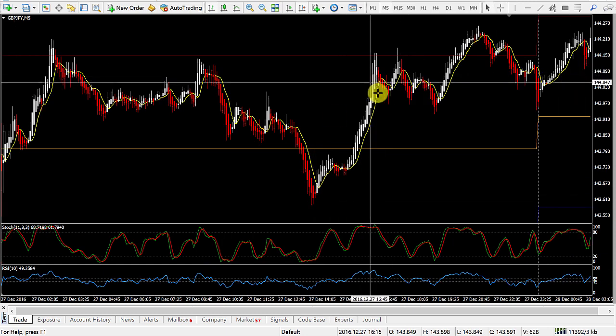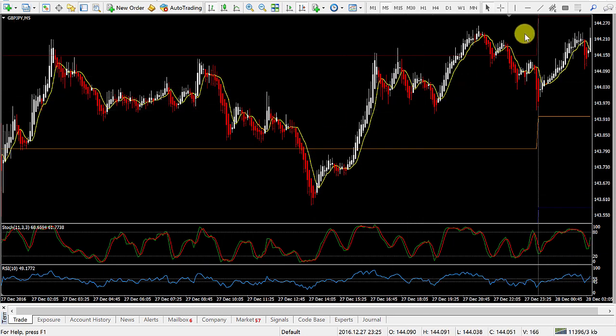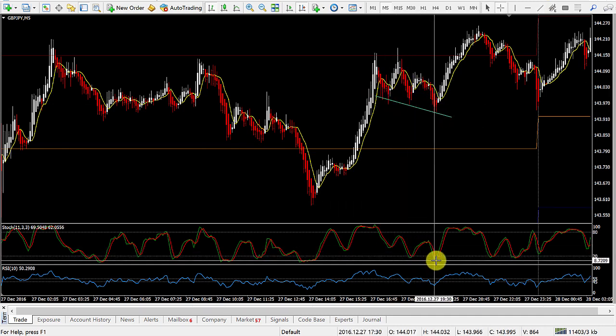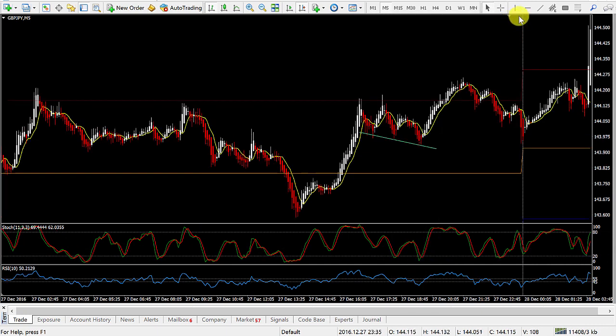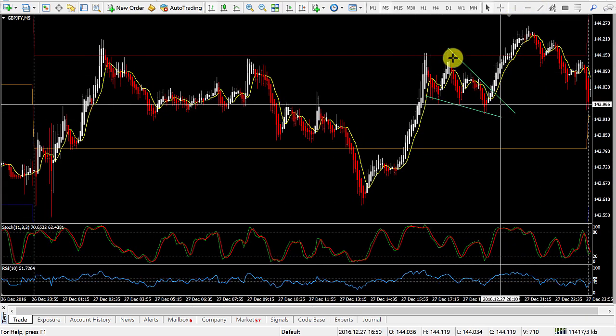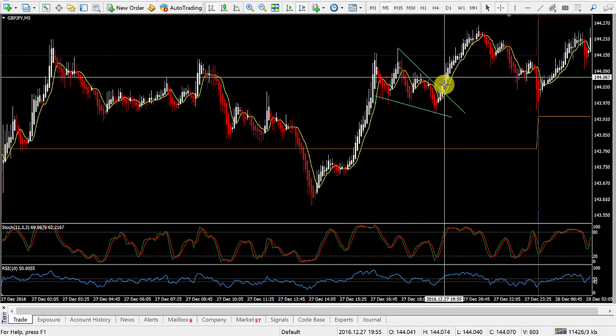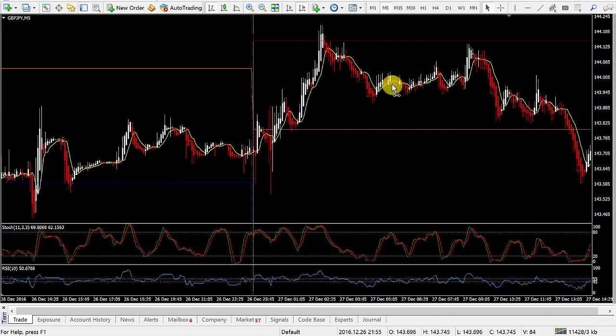finally follows through. And then here we have a 3 waves pullback, 1 wave, 2 waves, 3 waves. Sometimes we get a divergence on these 3 waves, which is nice, but if we don't, as always, we draw our trend lines. This is actually a wedge. Once we break above it, we can go long.